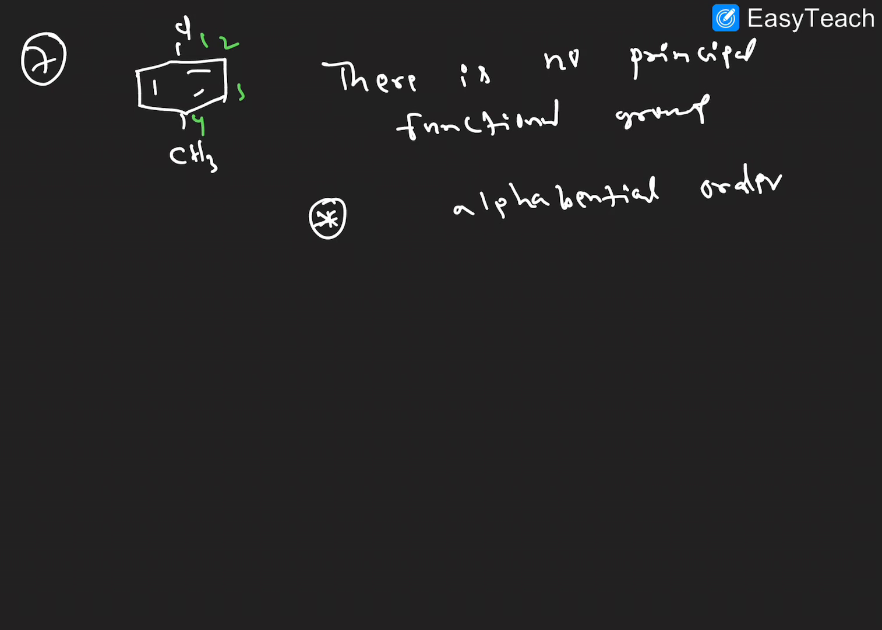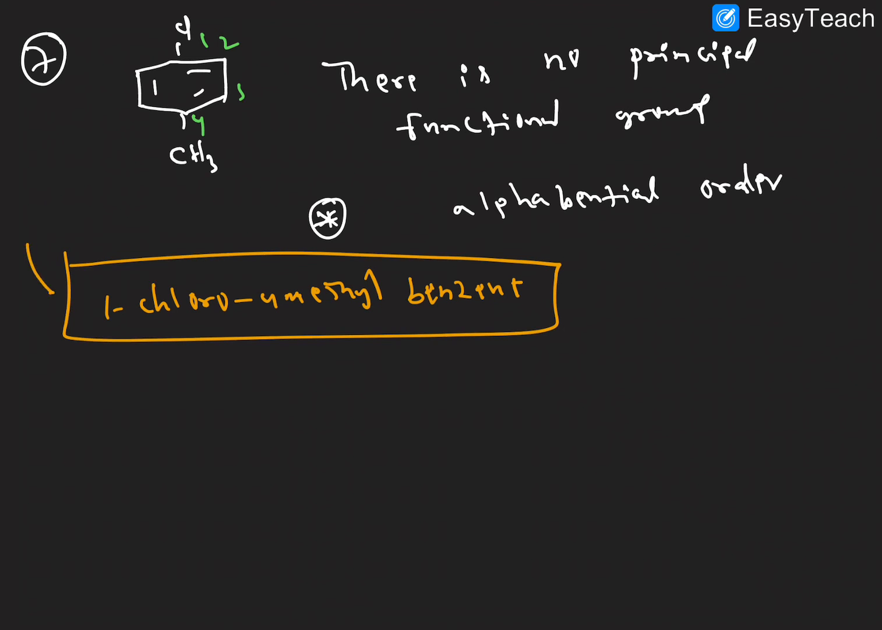So what is the name of this compound? 1-chloro, 4-methyl, benzene. So here we follow the alphabetical order. And next, the 8th question: CH2CH and CH2CH.